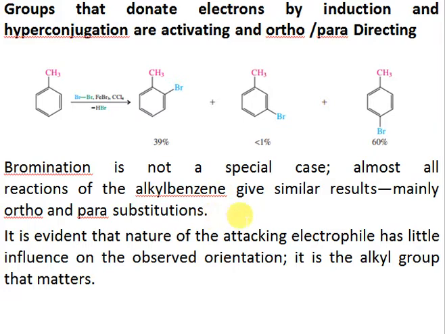So it's evident that the attacking electrophile is not affecting the orientation. The orientation or the directing effect is only determined by the already attached substituent. It's not affected by the electrophile. So just remember that the directive effect or the orientation of the incoming substituent is not affected by the electrophile. It is determined by the substituent which is already present on the aromatic ring.